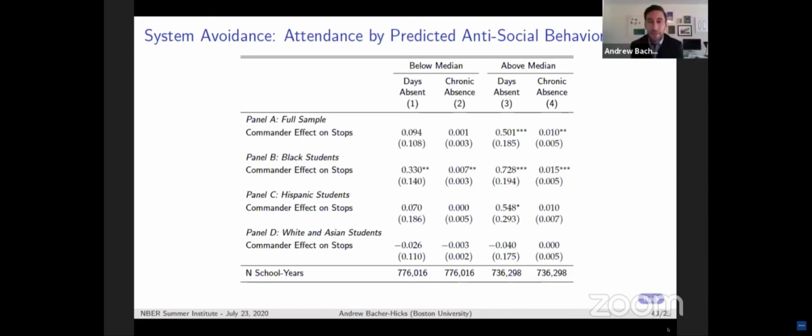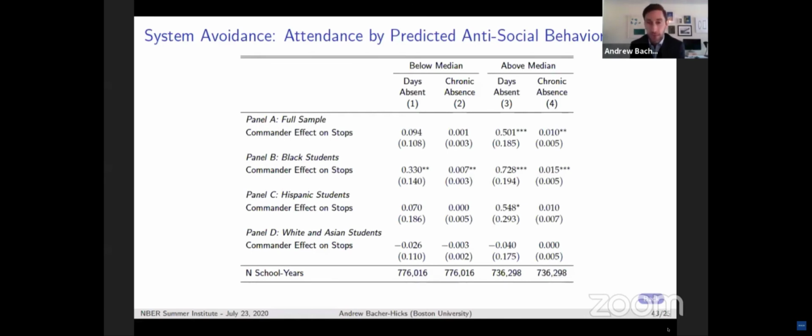Yeah, if I'm understanding your question correctly, I love when people ask questions where I have the answers in an appendix table. And I think that this answers your question, which is that if we predict students who are likely to engage in antisocial behavior based on a whole bunch of baseline characteristics from elementary school, we can characterize them as below median and above median. And we see that the avoidance is highly concentrated.